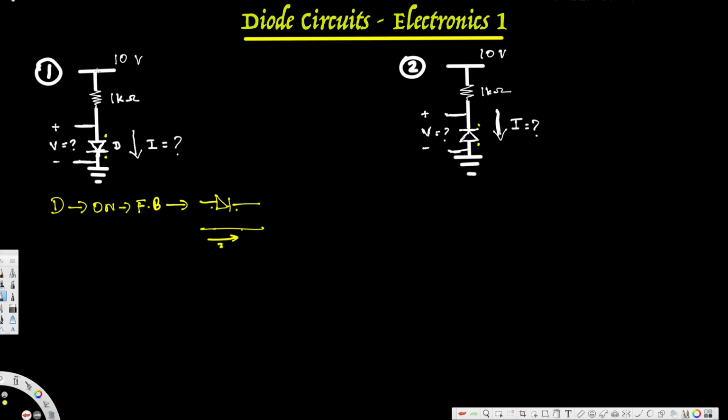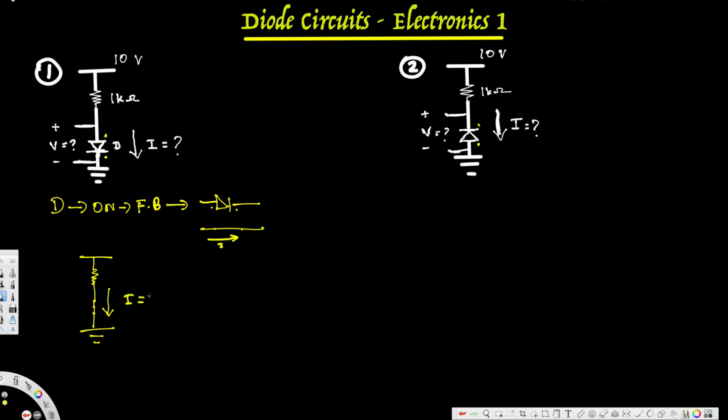If we redraw this circuit, assuming this diode is on, we are going to have a circuit like this. We are going to have a straight line because this is short circuited, and this is connected to the ground. Then we assume the current's direction from anode to cathode, so we put an arrow in this direction. And we have to have the current positive. If the current is negative, it means the diode is off, our assumption is wrong.